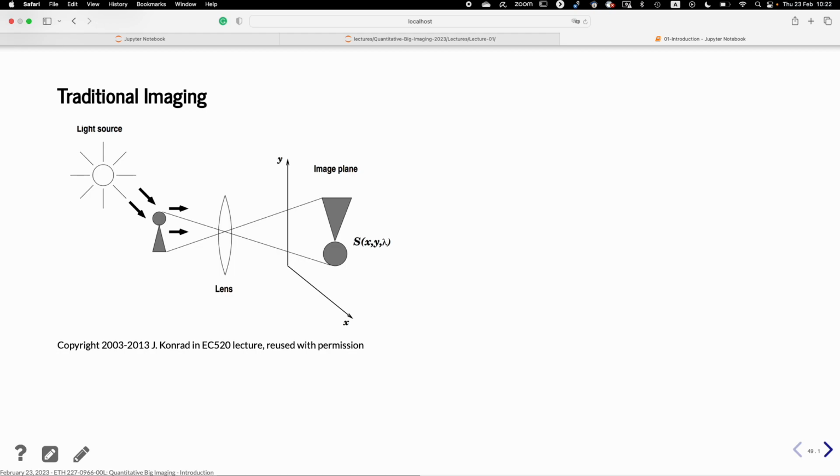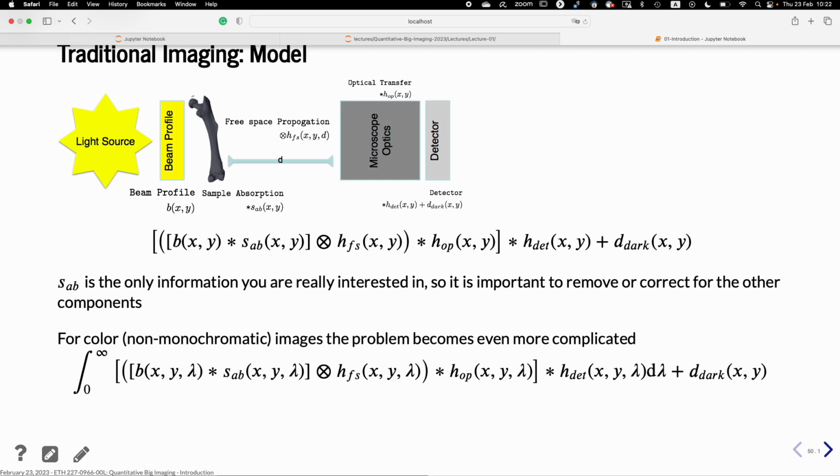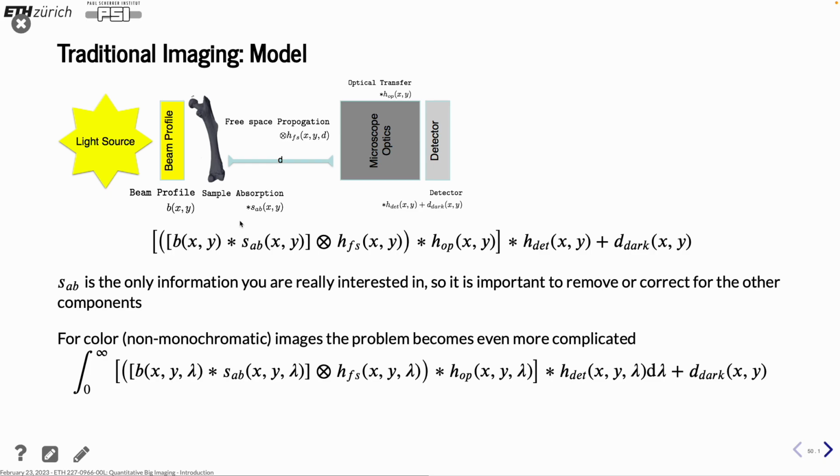So with the traditional imaging, we have some light source. The light goes through a lens and then it's shown on some image plane, and that is what we are registering. The model that we would work with is maybe a bit more complicated, and here you can see we have some convolutions and multiplications and so on, and in the end we maybe even have some bias signal that is coming in to the system. So this is more what it actually looks like if you want to start doing a modeling of the system.